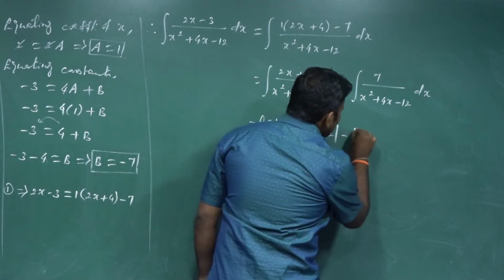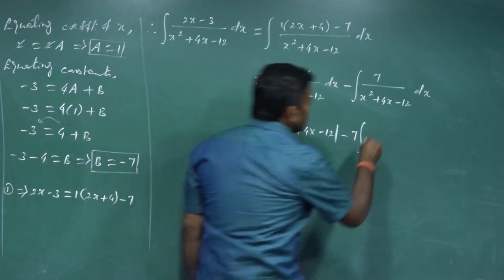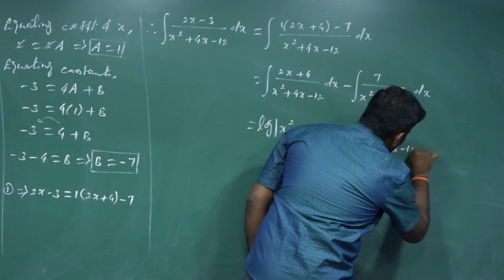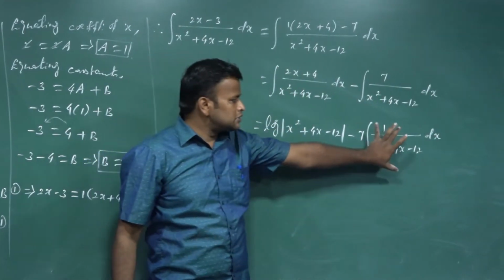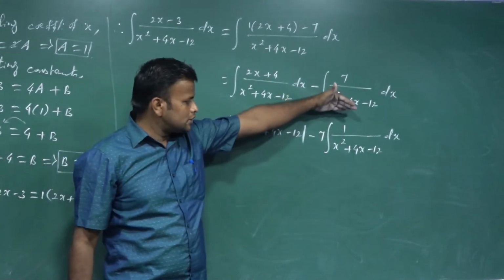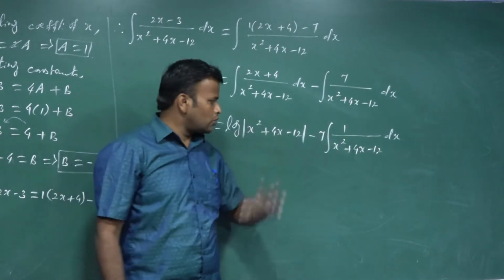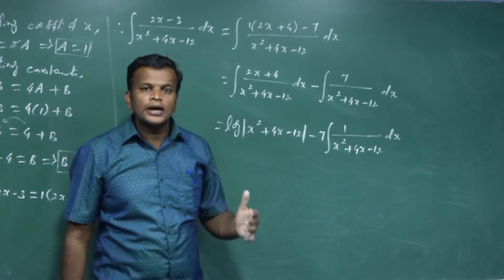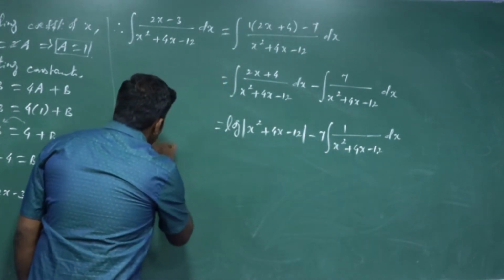In the second one, I will take outside the constant minus 7. Remaining 1 divided by x square plus 4x minus 12 into dx. We already simplified these sums in the previous classes. Numerator is a constant and denominator is a quadratic polynomial. We do the same working rule. We come to one formula shape. Just we add and separate coefficient of x by 2 the whole square. So we consider the term only now.